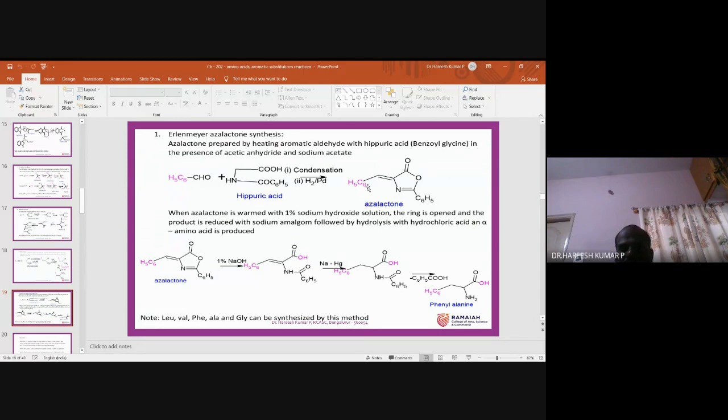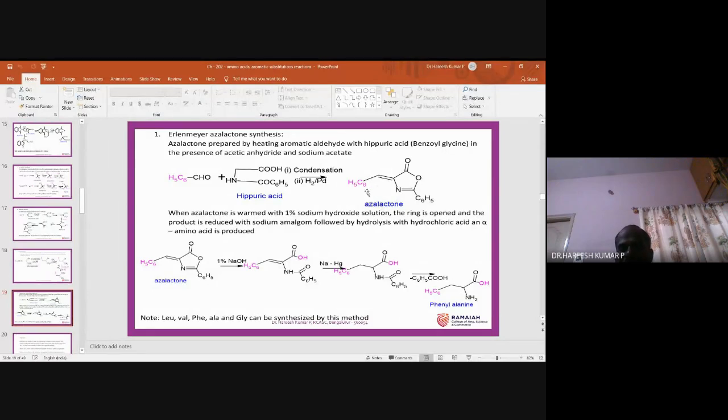Then afterwards, what will happen? One more condensation. I think you know that this is an acid, this is a ketone. The lone pair present on the oxygen can react with this carbon, forming an OH. This OH and this H go out as water, forming a double bond here. So that is how a 5-membered azlactone is obtained.